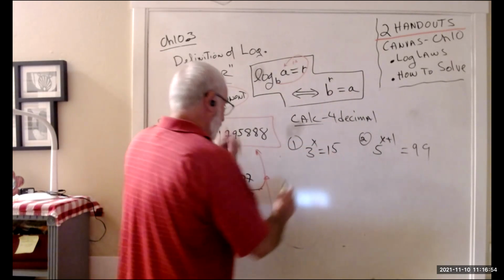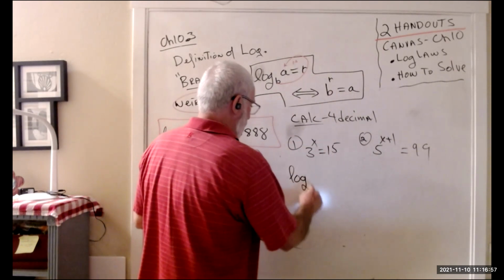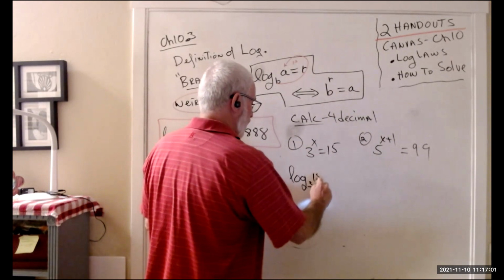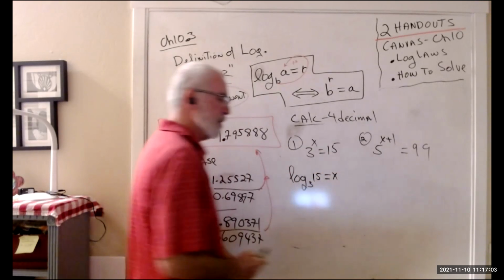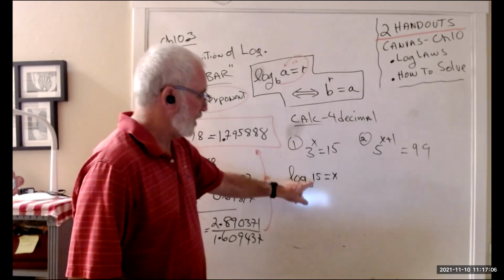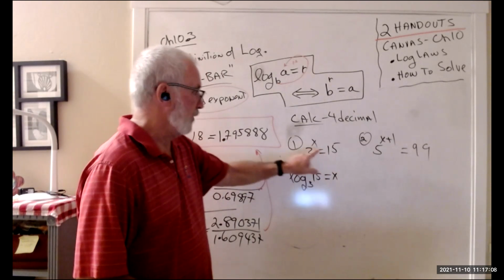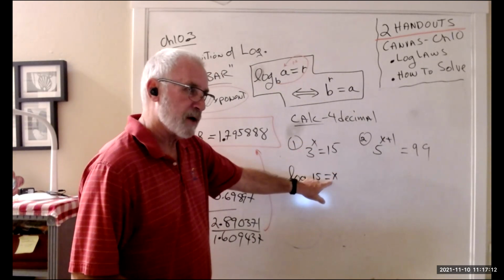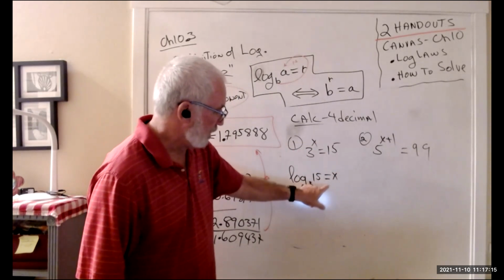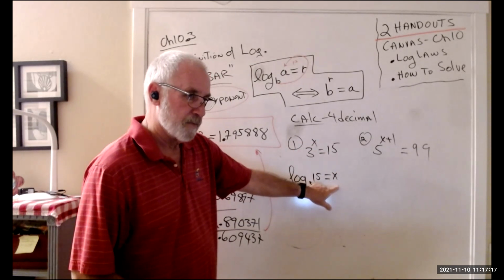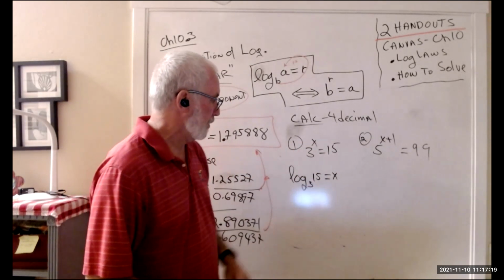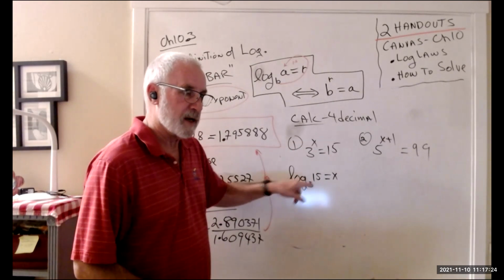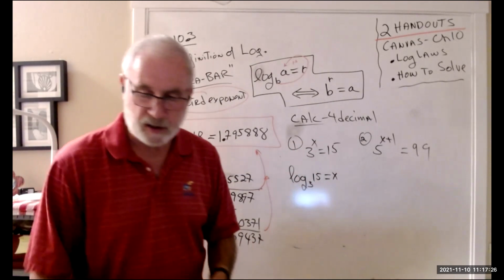Okay, so this becomes log base 3 of 15 equals X. Remember, the logarithm equals the exponent. Whatever was the exponent up here, it equals the exponent down here. The logarithm equals the exponent. Okay. Well, now all of a sudden, that's something I could do on my calculator. Okay, we just talked about that.